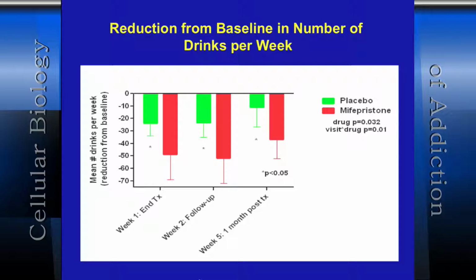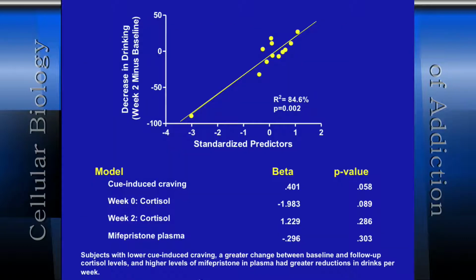And when we looked at what predicted that decrease in drinking that I just showed you in the bar charts, their performance on the cue-induced craving, the difference between their baseline and follow-up cortisol levels and the Mifepristone plasma concentration, all contributed to a model that accounted for about 85% of the variance in decreased drinking.